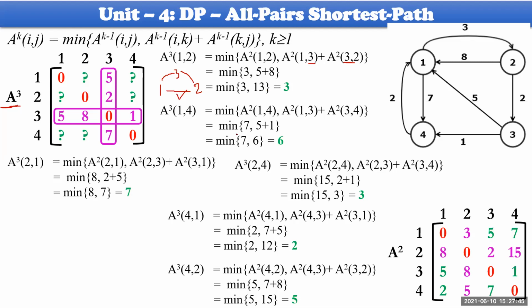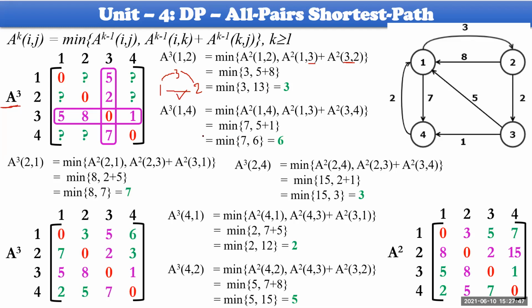And then the final answer will be like this. So 3, 6, and then 7, 3, and then followed by 2 and 5. Those values are plotted here.